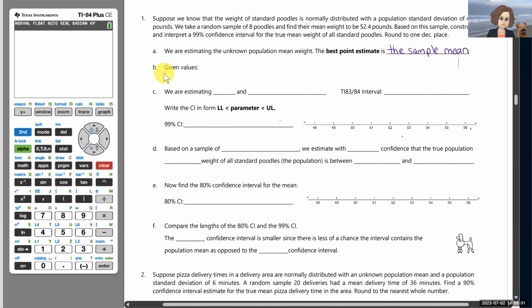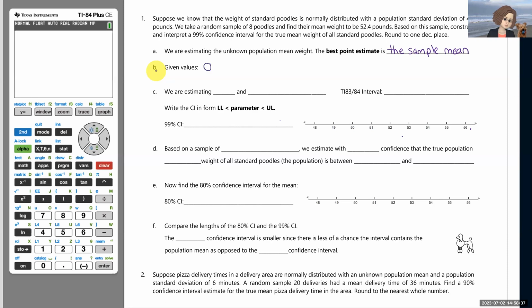And then let's talk about our given values and symbols. So the first sentence says that the weights are normally distributed with a population standard deviation of 4.3 pounds. Now, population standard deviation, that should seem a little odd to know that information when I just said that we don't have data from all standard poodles of the world. So sometimes the population standard deviation will be provided to us, and then we're going to learn what to do when it's not. So when we write our given values here, that is sigma, population standard deviation. So we'll assume that's true since they said it.